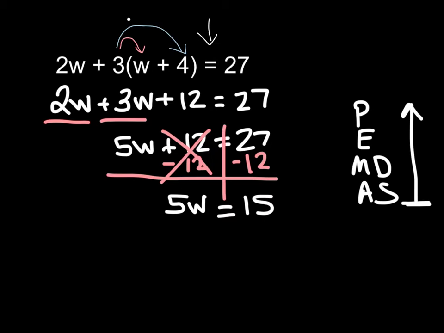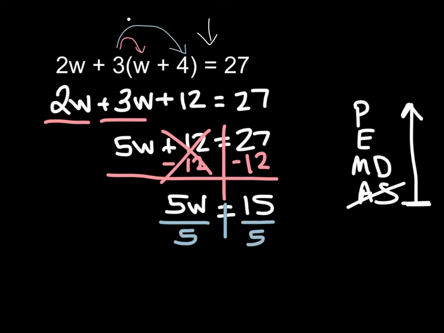Now at this point, we did our addition and subtraction. There's no more. Now we need to do multiplication or division. Since 5 and w are right next to each other, that means multiplication. To undo this, we will divide. We're going to divide this side by 5. And if we divide one side of the equation by 5, we need to divide the other side of the equation by 5 as well.